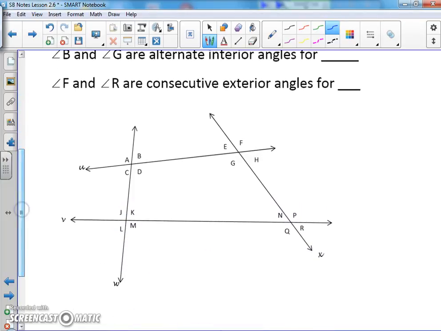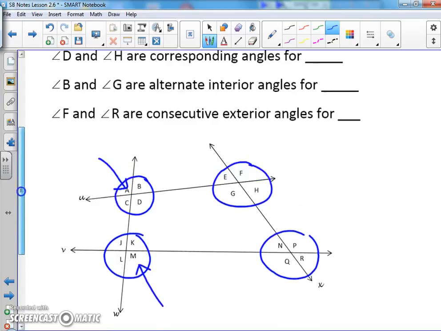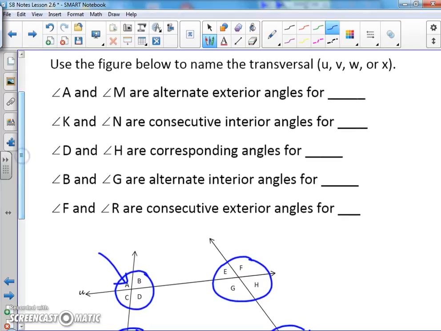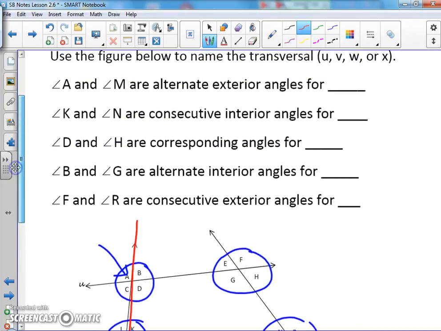So first, I'm going to identify all of my clusters, because I think that's going to make this a whole lot easier. And I'm going to find the two angles that it's talking about. It says angle A and angle M. Well, for these two angles to be alternate exterior, they have to be on opposite sides of the transversal. And that means my transversal has to run through both clusters. The only line that runs through both clusters is this line right here, which would be line W. So our first one would be W.